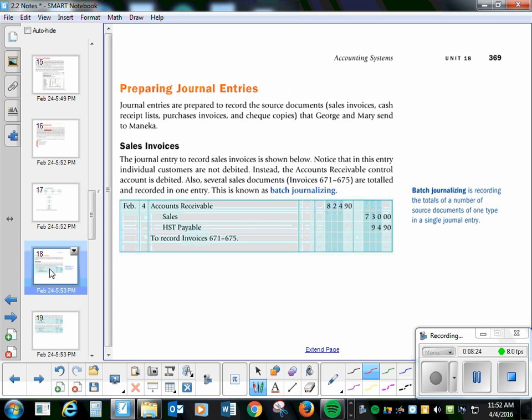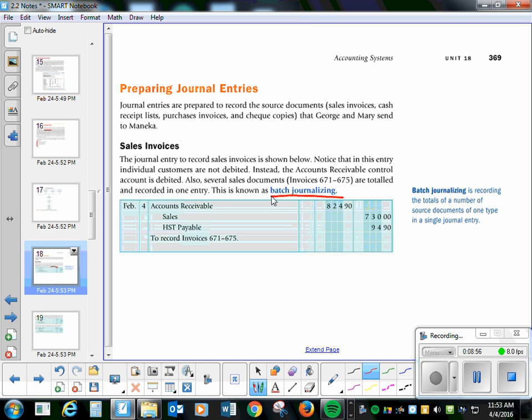Preparing journal entries. Journal entries are prepared to record the source documents: sales invoices, cash receipt list, purchase invoices, and check copies that George and Mary send to Manika. So, sales invoices. The journal entry to record sales invoices is shown below. Notice that in this entry, individual customers are not debited. Instead, just the accounts receivable control account is debited. Also, several sales documents are totaled and recorded in one entry. This is known as batch accounting.